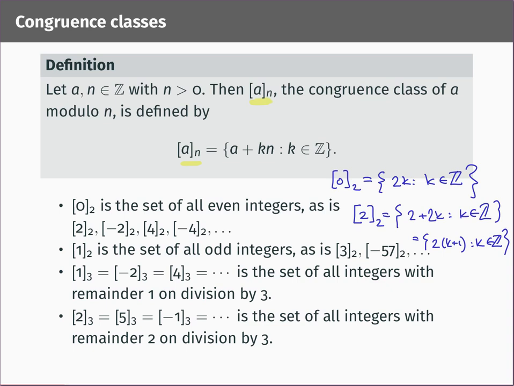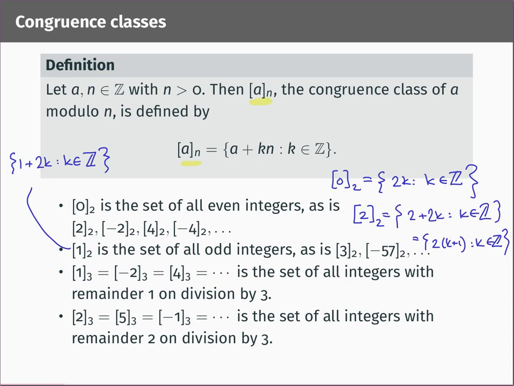And similarly, the congruence class of minus 2 or 4 or minus 4 modulo 2, those things would all be equal to the set of all even integers. On the other hand, the congruence class of 1 modulo 2 consists of all the things of the form 1 plus 2k for k an integer. So that is precisely the set of all odd integers. And again, the congruence class of 3 mod 2 or minus 57 mod 2 or any odd number mod 2 is the set of all odd integers. So there are only two different congruence classes modulo 2: the set of even integers and the set of odd integers.